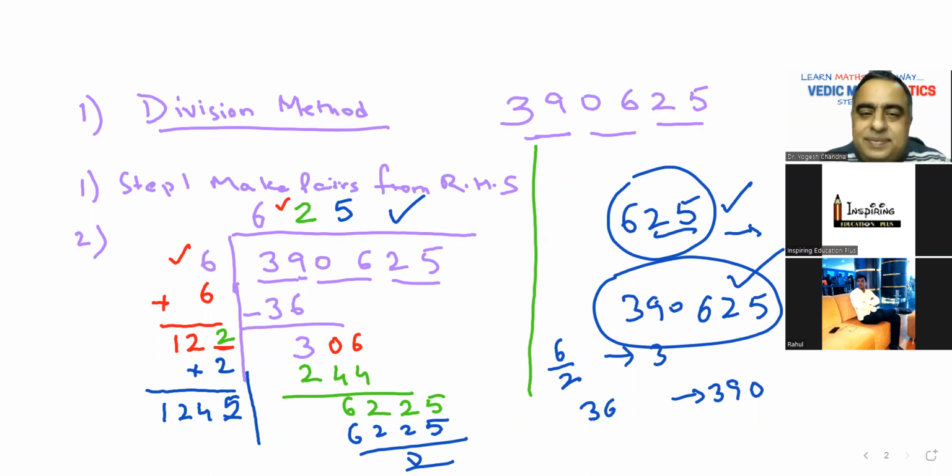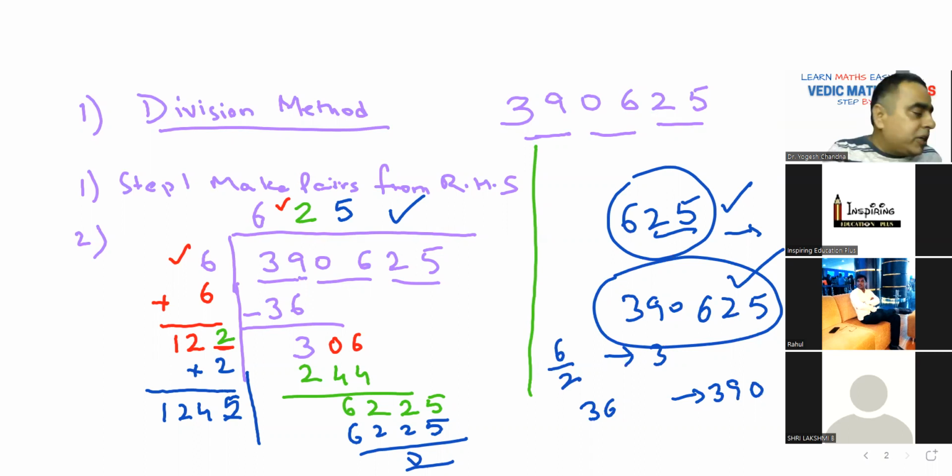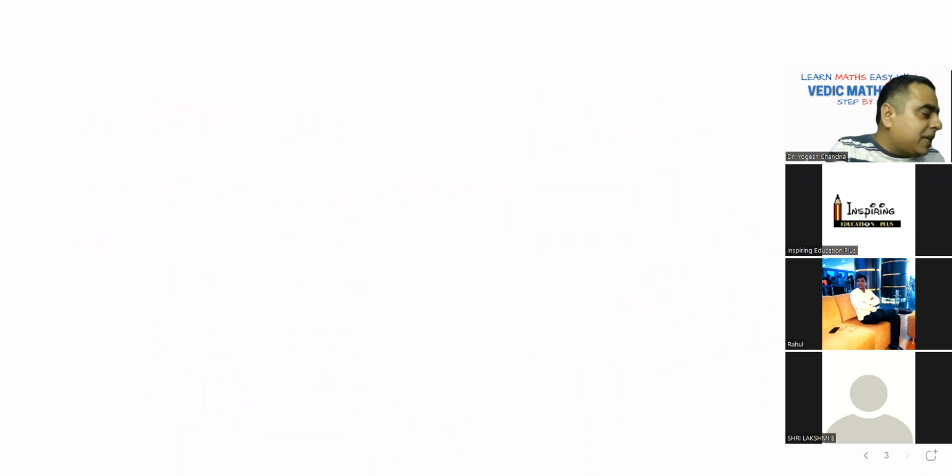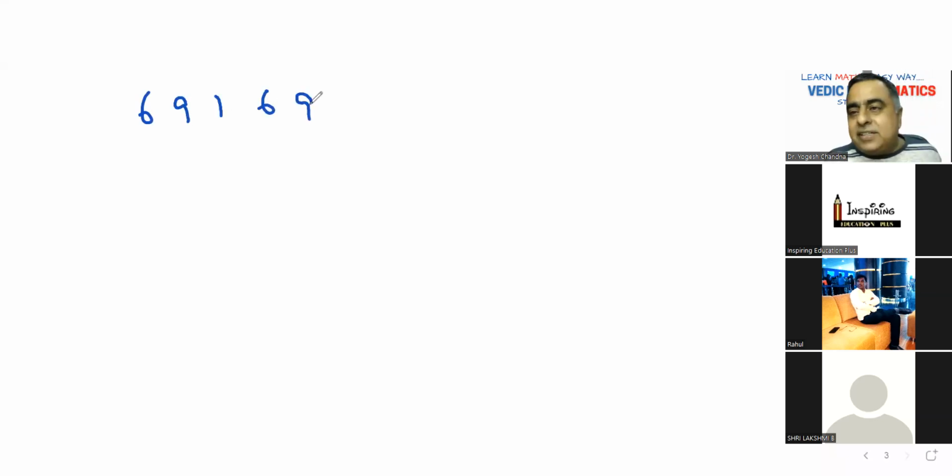Let's do a small question more. Let's go to the previous assignment, the first number that was a perfect square: 69169. See, this is a 5-digit number. So first pair would be 69, second would be 91, and the third would be 6. Correct? Any doubt now?